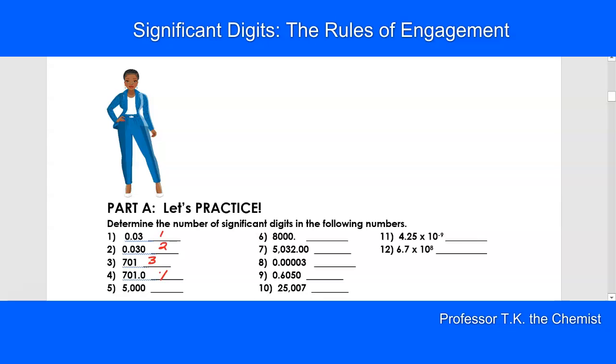And the last one, 5,000. There isn't a decimal involved. It's 5,000. Therefore, you only have 1 significant digit. Your turn. You can try the others, and the answers will be posted at the end of this video. You can pause, work on the other problems, 6 through 12, and then the answers will be revealed at the end.